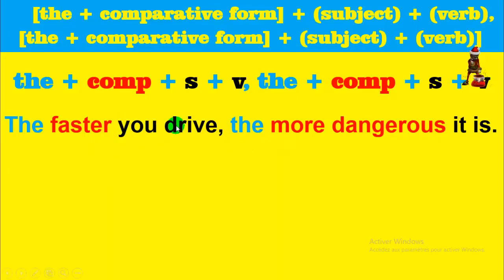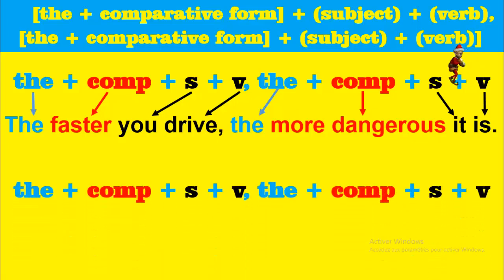So, the faster you drive, the more dangerous it is. Here you have the comparative, faster, subject, verb. The comparative, subject, verb. As you can see, here is the formula. Plus tu conduis vite, plus c'est dangereux. Tu conduis vite, c'est dangereux. Tu conduis encore plus vite, c'est encore plus dangereux. Donc, parallel increase. The comparative subject verb, the comparative subject verb.